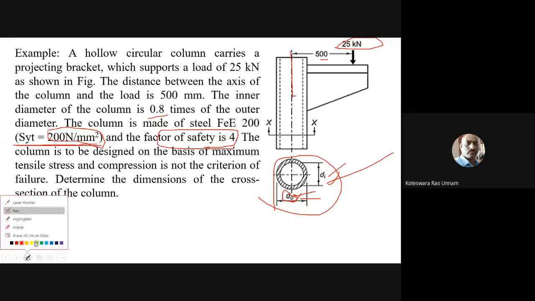I think most of you have already done this. Anyway, I will show the solution also here. So the first step is we are computing the allowable tensile stress or permissible tensile stress. That is nothing but 50 MPa.